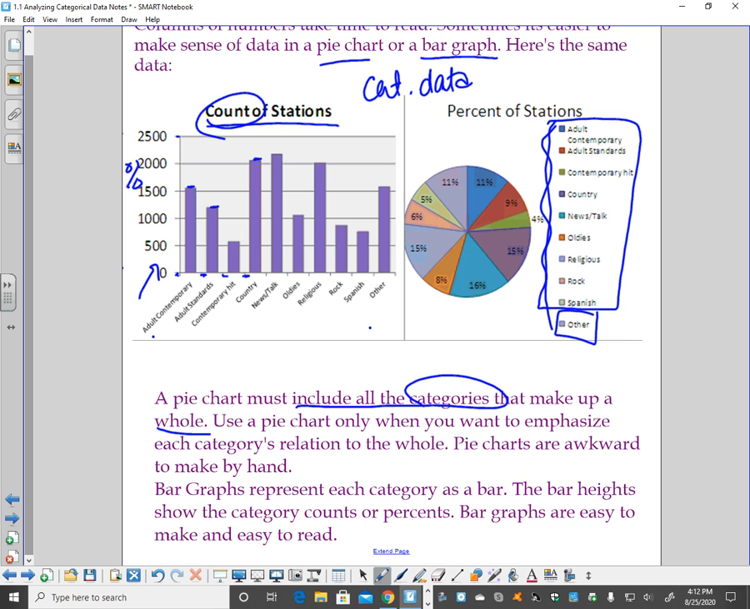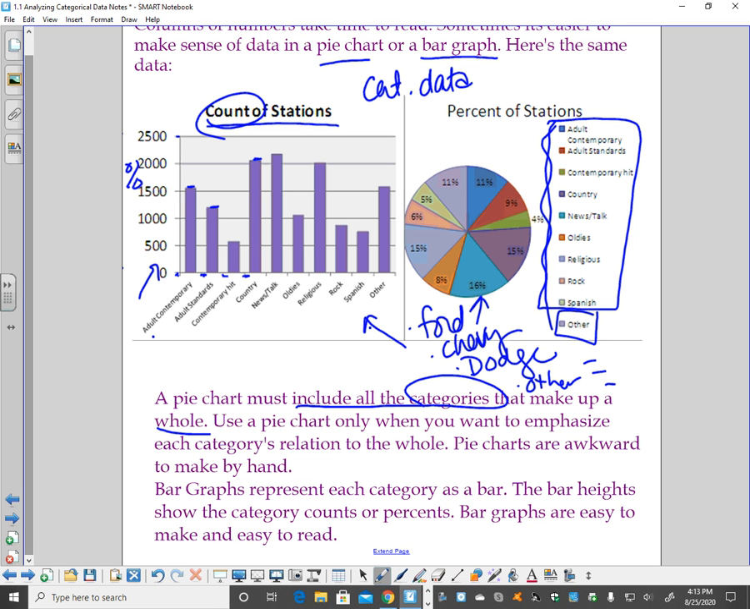If I said I wanted to go into the parking lot and look at all the trucks, and I said I'm going to look at Ford, Chevys, and Dodge. Well, that's great, and you could do that in a bar graph, but you cannot do that in a pie chart because these three brands of trucks are not the only trucks that are out there. So you would either have to have an other, or you would have to break down the other brands. So a pie chart must include all possible categories, and the way to get around that is to do the big ones and then have an other that makes up a whole.